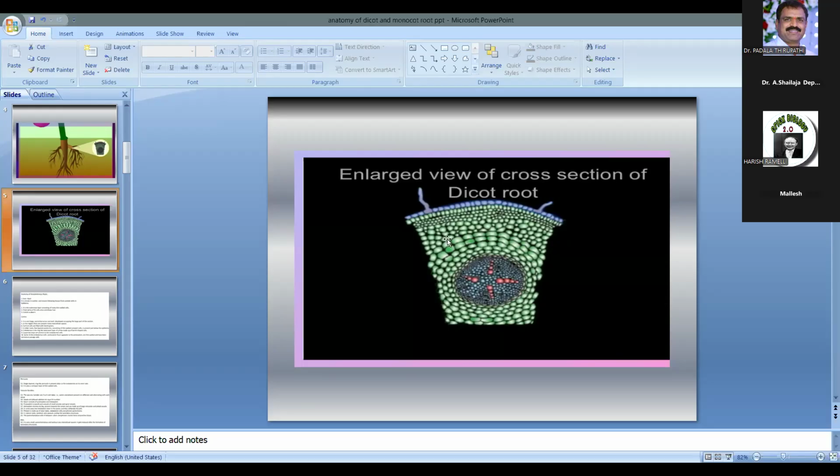Xylem is always exarch in nature. Exarch means xylem is present at the outer side. Okay, that is the exarch condition. This is about the anatomical structure of the root.